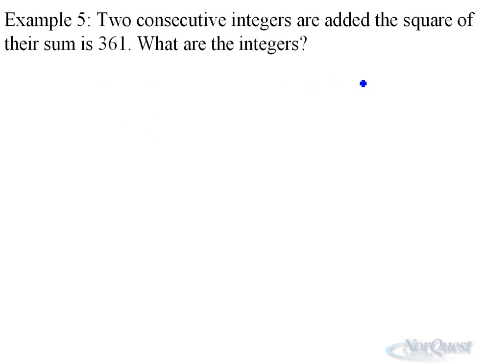The first one we have here is two consecutive integers, and consecutive means one after another, are added. The square of their sum is 361. What are the integers? Well, we need to define our variables first. So let's let x represent the smaller number. And since they're consecutive, one bigger, so x plus 1, will represent the larger number. So there's our variables defined.